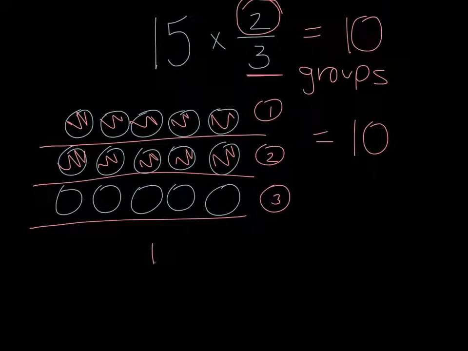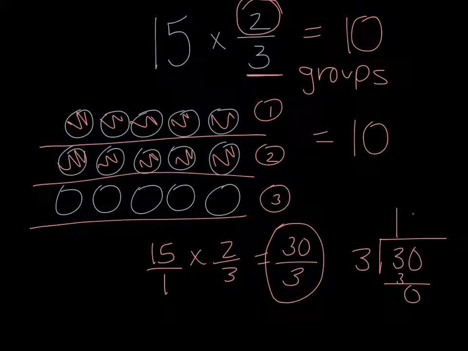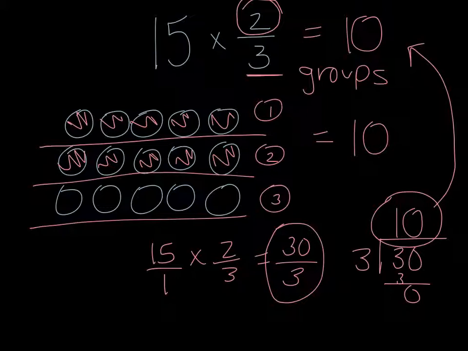And to solve it mathematically, I know that 15 as a fraction would be 15 over 1. 15 times 2 is 30. 1 times 3 is 3. Since this is improper, when I divide 30 by 3, 3 will go into 3 once, and 3 will go into 0 0 times, so 10 is still the answer.